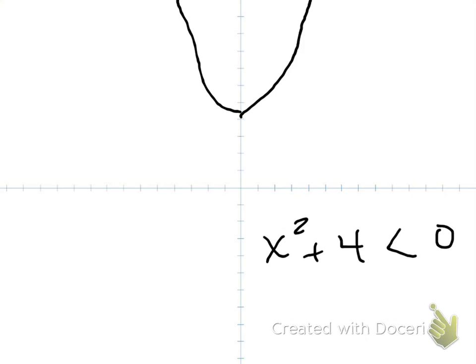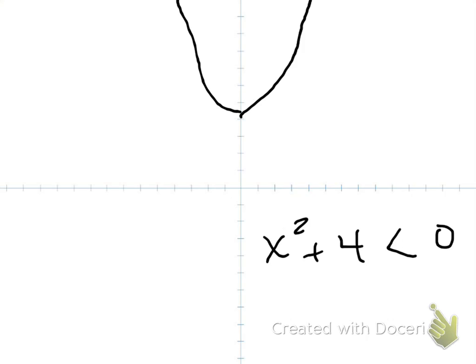What that means is that the shape of the graph is x squared, that's your standard U parabola. And because it is plus 4, that signifies the y-intercept. So you're going to want to take the standard U and move it up 4 spaces on the y-axis, because that's where it's going to cross.